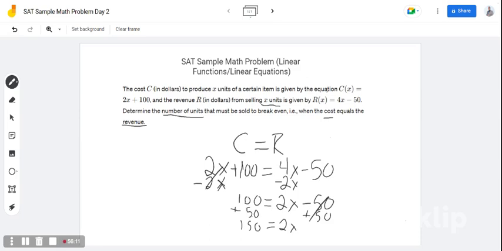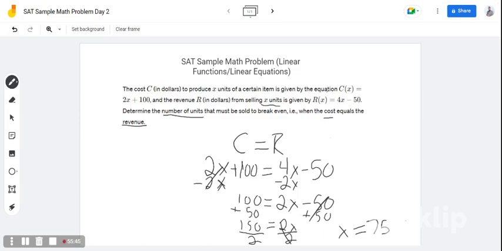Our last step here to solve this equation is we're going to use the inverse of multiplication, which is division. So by dividing 2x by 2, we end up with just 1x. I like to think of it as our factors of 2 cancel. We're left with just 1x equals 150 divided by 2, which is 75.